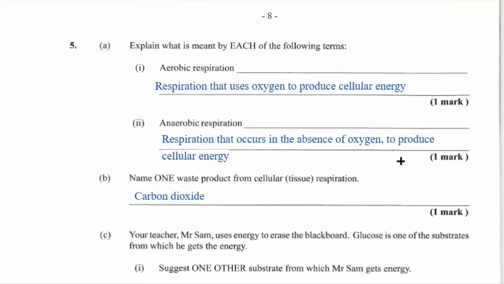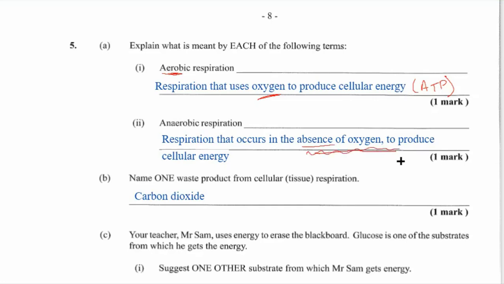Question 5. What do we mean by each of the terms? Right, aerobic, the most important part of it, aerobic respiration uses oxygen. That's basically it. So respiration that uses oxygen to produce cellular energy. You can even add the name of the chemical, ATP. And anaerobic respiration, absence of oxygen. Right? That's the thing that they're looking for. So absence of oxygen to produce cellular energy.